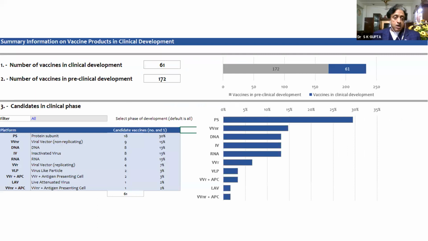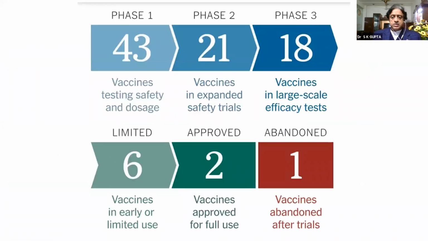Let's go into the details of how the various vaccines on board are using which sort of technology. This is the data which was downloaded yesterday, and we have nearly 233 vaccines on board, out of which about 61 vaccines are in the clinical phases, and about 172 vaccines are in preclinical development. Most of the vaccines, as I said, are trying to use protein subunit vaccines, and next popular are the viral vector vaccines, then the DNA vaccine, and then the mRNA vaccine, nearly head to head.